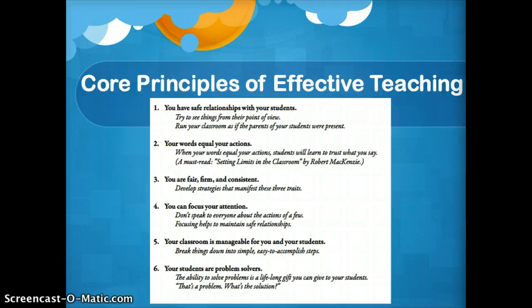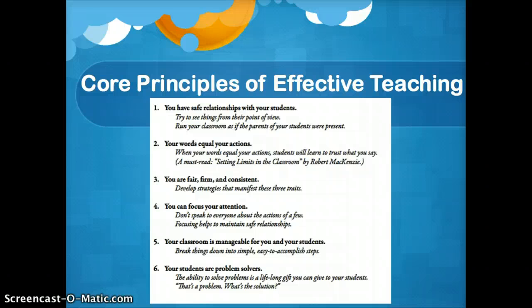According to Rick Morris, there are 6 core principles of effective teaching. 1. You have safe relationships with your students. Try to see things from their point of view. Run your classroom as if the parents of your students were present.